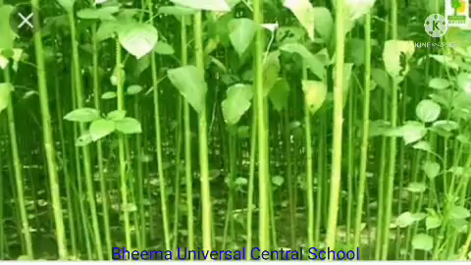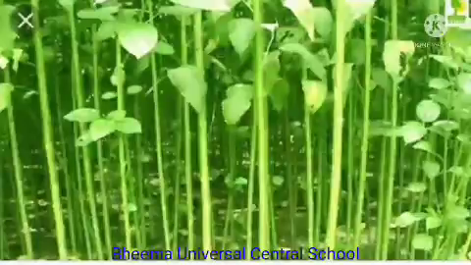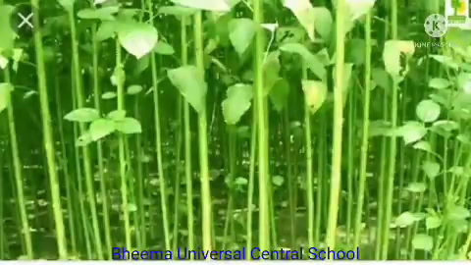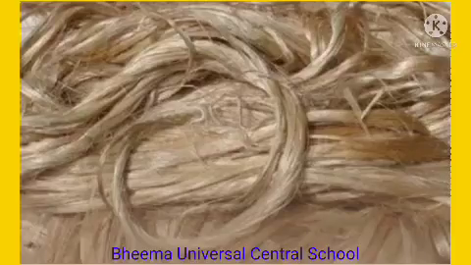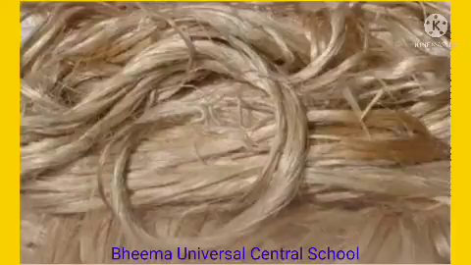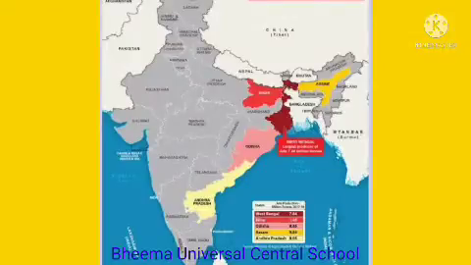Jute fiber is obtained from the stem of the jute plant. It is a long and shiny fiber. India is the leading producer of jute in the world. Almost 85% of the world's jute production is done in India. The Sundarbans Delta of West Bengal and the states of Bihar and Assam are suitable for its growth.